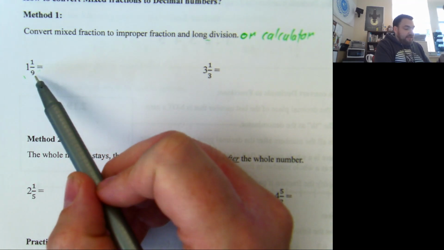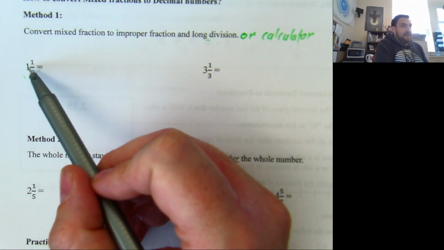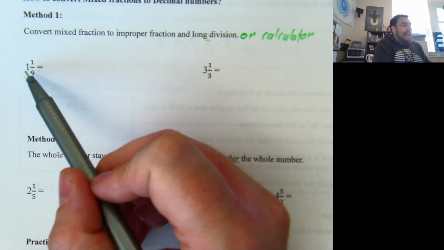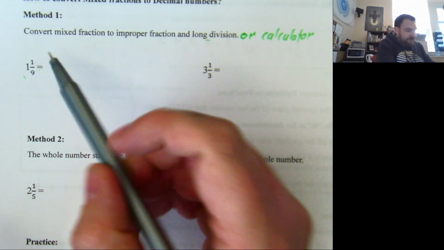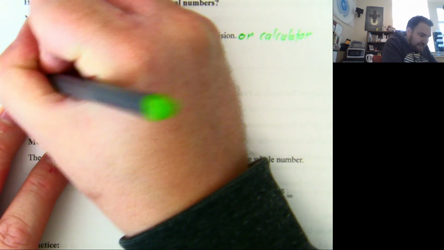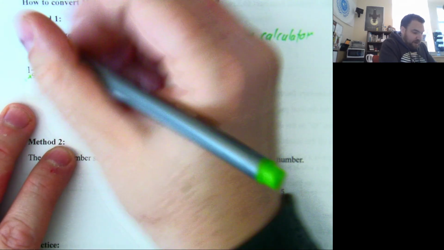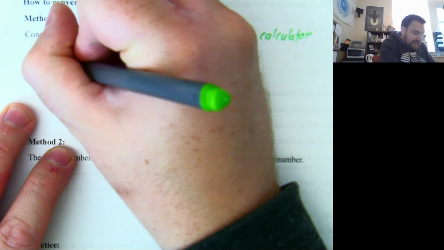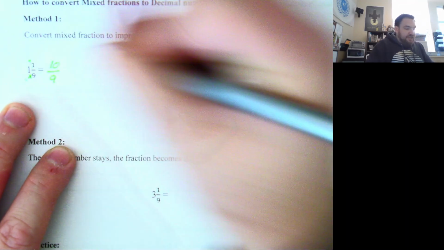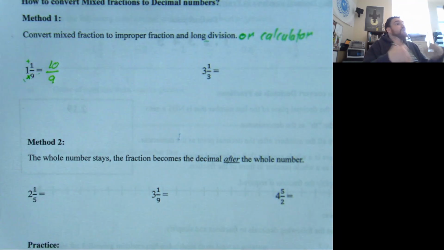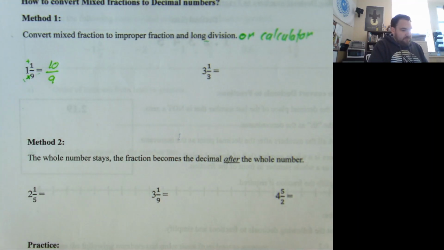Right. So I take the denominator, I multiply it by the whole number, 9 times 1 is 9. And then I add that result to the numerator. So I multiply here, and I add what I get up top. So 9 times 1 is 9, plus 1 is 10, and I leave the denominator the way it is. Now we're undoing a whole bunch of the work I got you guys to do yesterday.